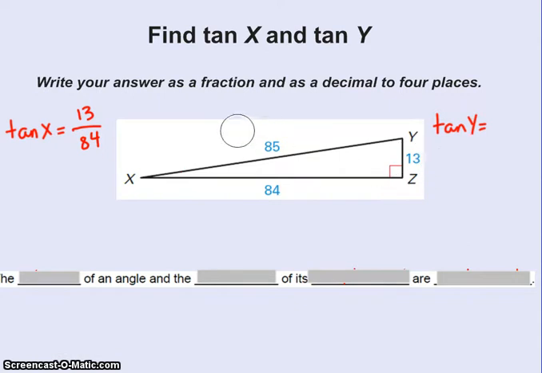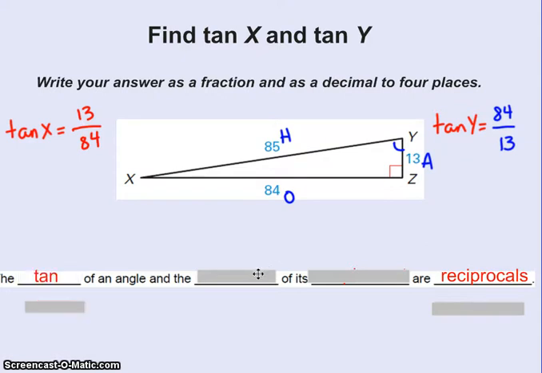Alright, so then I erase this and say from the perspective of angle y, this is still the hypotenuse because it's still across from 90. However, this is adjacent and this is opposite. So the tangent of y is really going to be 84 over 13. Notice that angle x and angle y are complements of each other, and that these fractions are flipped. What we call them when they're flipped are reciprocals. So the tangent of an angle and the tangent of its complement angle are reciprocals of each other.